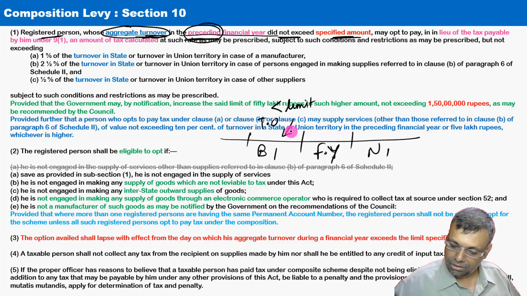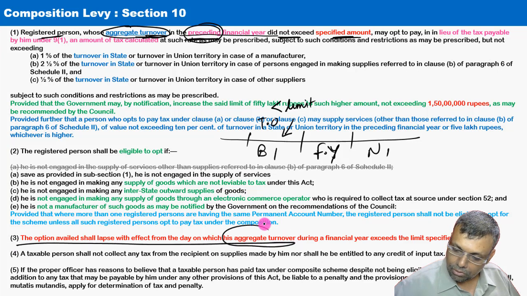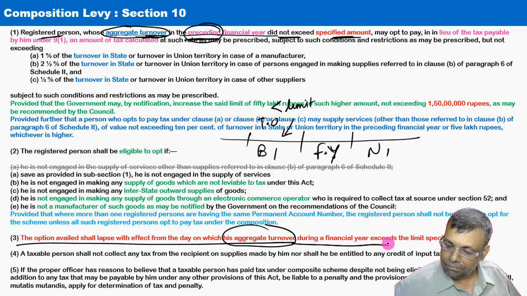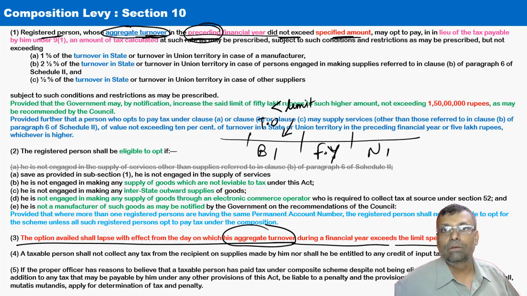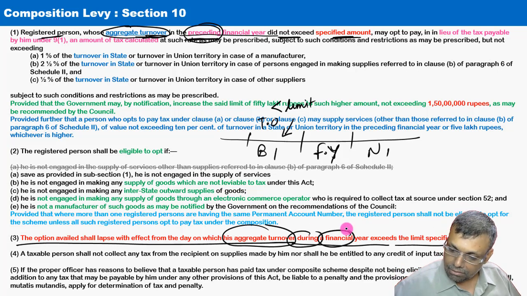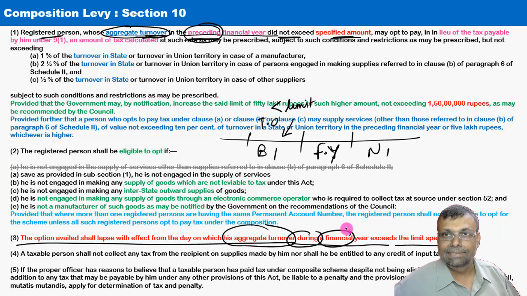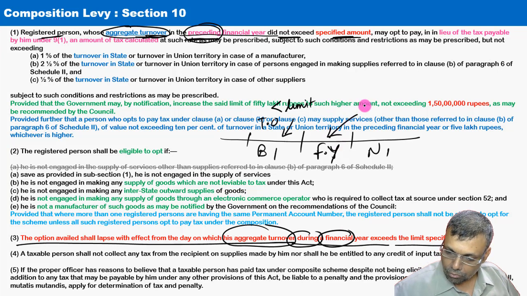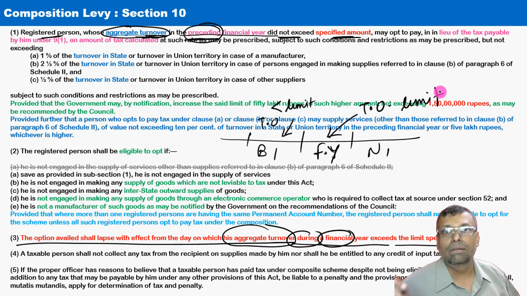However, during the financial year, okay, if your aggregate turnover during the financial year, if it exceeds this particular limit, the limit is the same. If during the financial year your turnover exceeds, then from that point and onwards, I repeat, from that point and onwards, okay, the scheme will lapse. That means the turnover limit is also applicable to the current financial year, but it will be applicable on an ongoing basis.